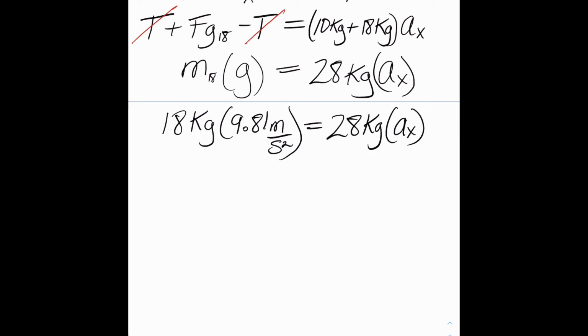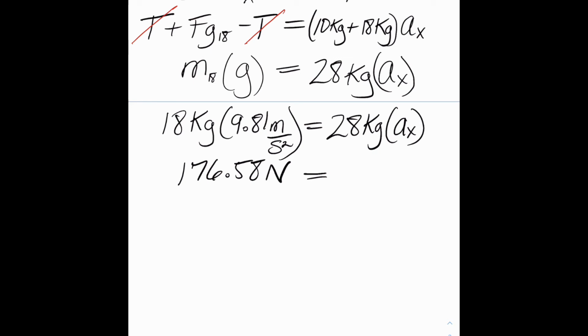All right. And it looks like we're going to need a calculator here. All right. So 18 times 9.81 is 176.58. And that's going to be newtons, kilograms times meters per second squared.